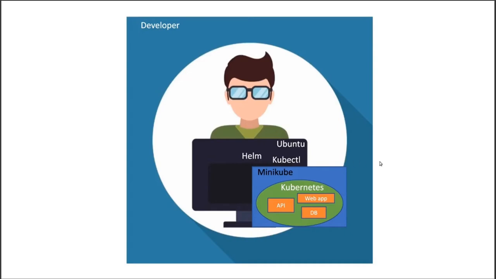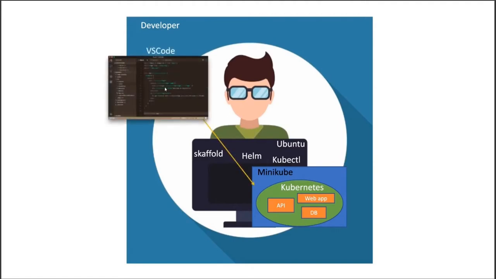Then on top of Helm, you can add in Scaffold. Scaffold does a lot of things, but we use it mainly as a dev tool to enable hot reloading. So if we have our IDE, Visual Studio Code is what we use. Again, open source from Microsoft.